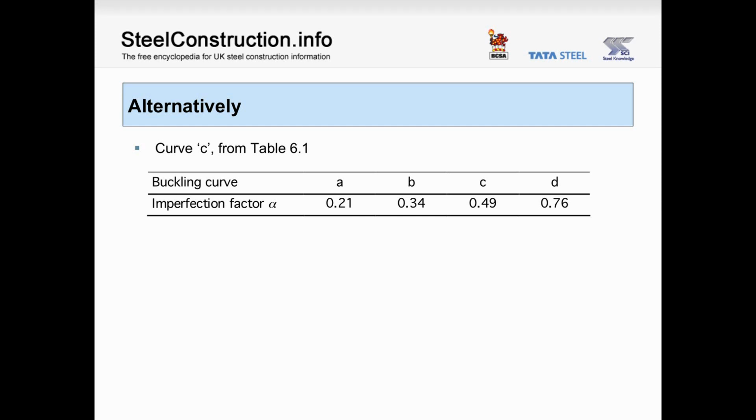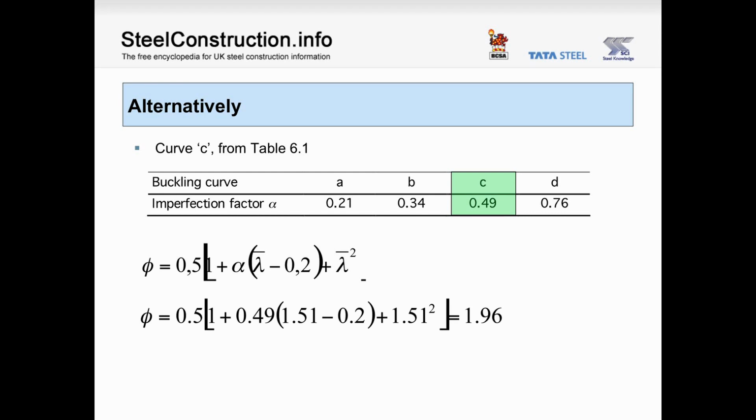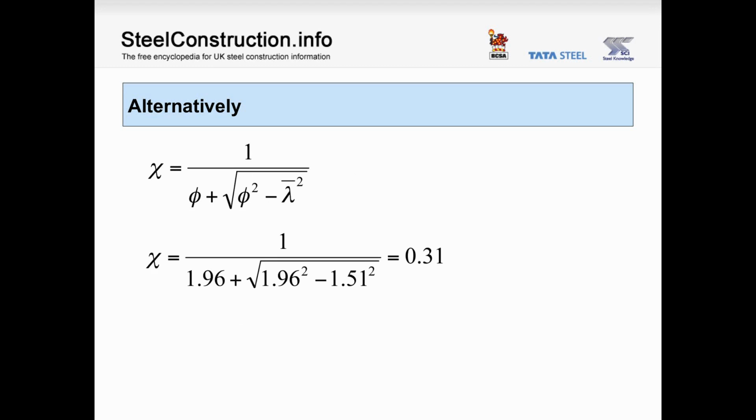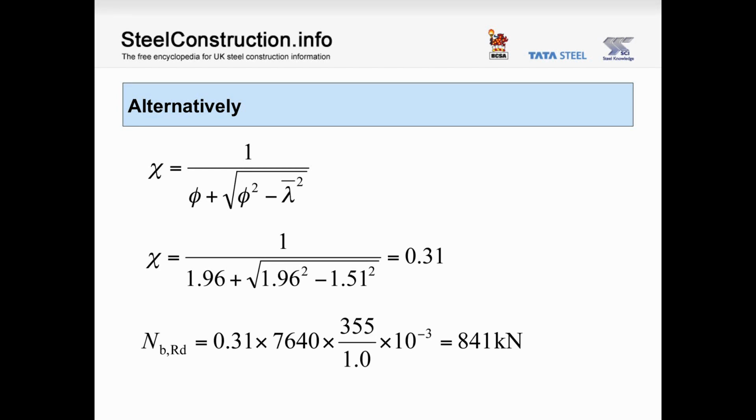We need to select the imperfection factor alpha, which relates to the curve. We already know that we're interested in curve C, so the imperfection factor is 0.49. So we know everything now to calculate phi. So substituting the things that we know, our value of phi is 1.96. Now we can calculate chi, and the value of chi is 0.31. So the resistance, as we calculated before, is 841 kilonewtons.